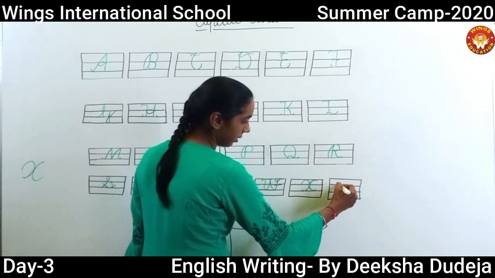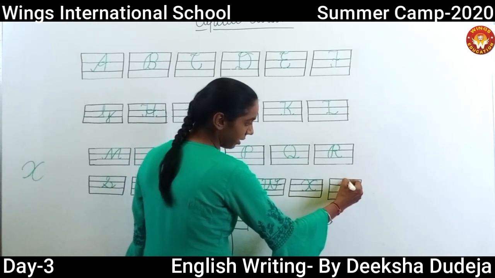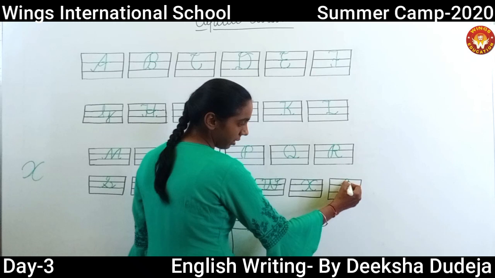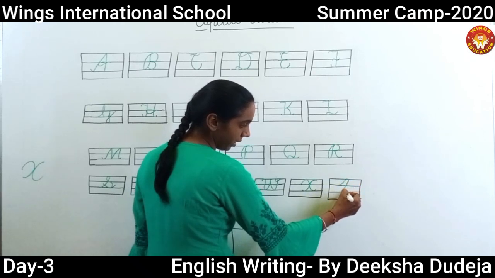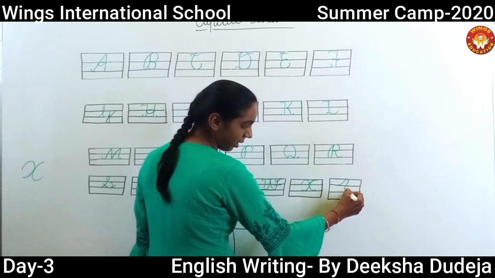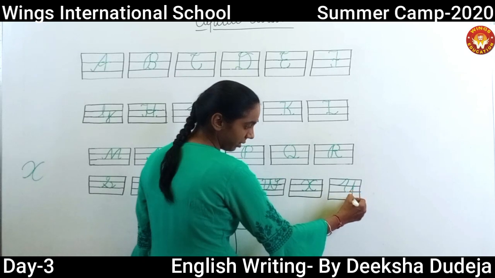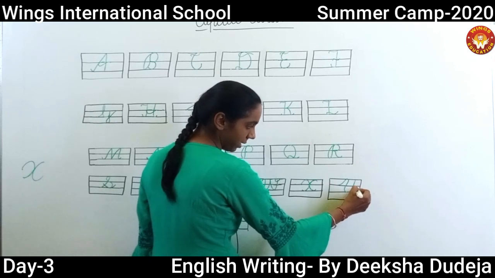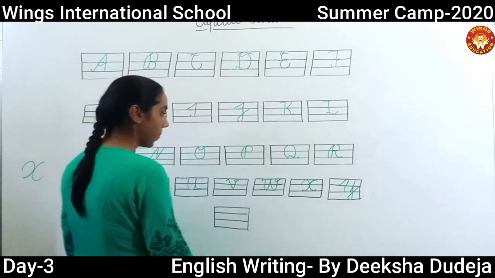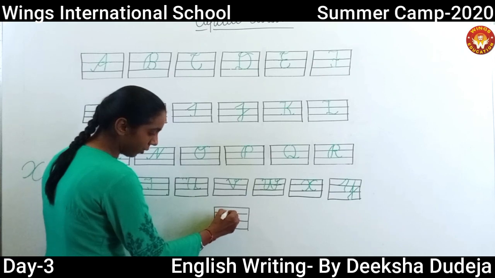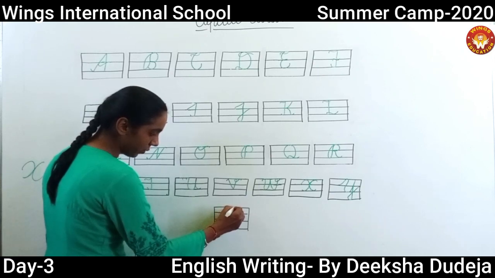And Y. I start from second line. I draw a curve line, touch to first line. And I draw a curve line and touch third line. Then I round this line and touch first line. And I draw a standing line, touch to fourth line, and I round this line and touch second line. Y.